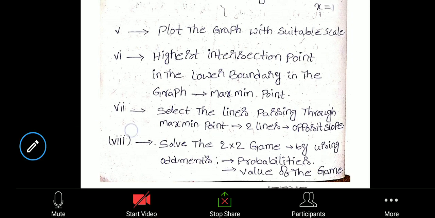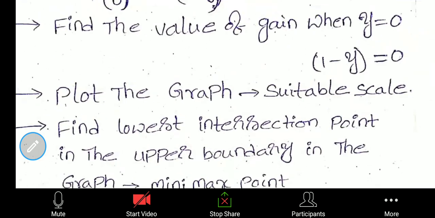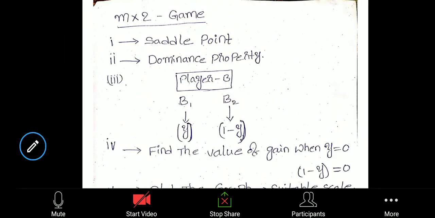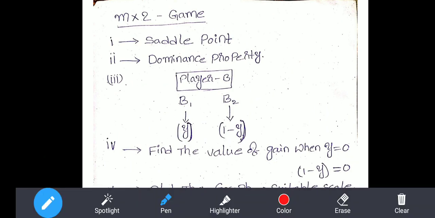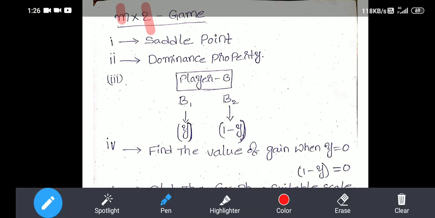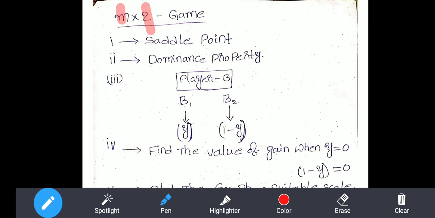Next will be another concept in the graphical method itself, m rows and 2 columns. The previous case was 2 rows and n columns, but here 2 columns will be there and m number of rows. In this, the first thing is saddle point identification. After that, the dominance property to reduce the number of rows. If even by applying dominance it is not possible to reduce the number of rows into 2, then we can apply the conditions here.